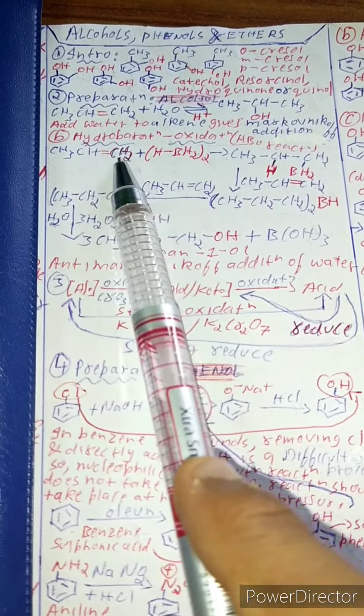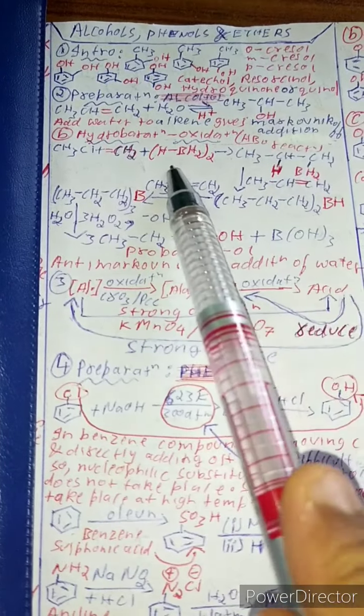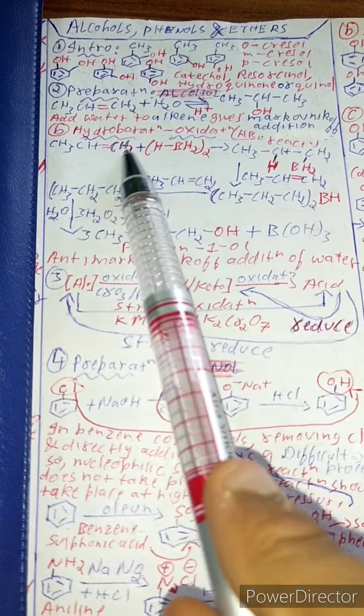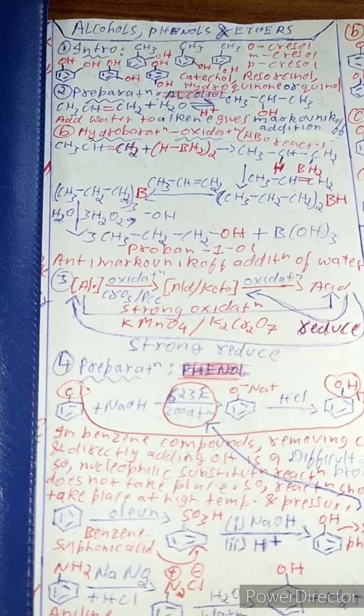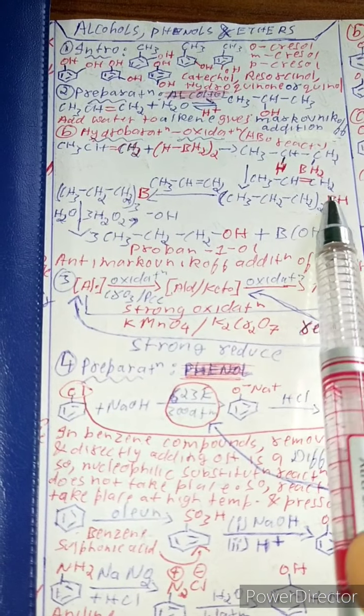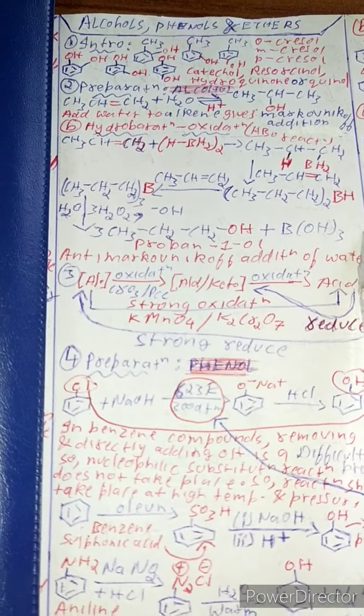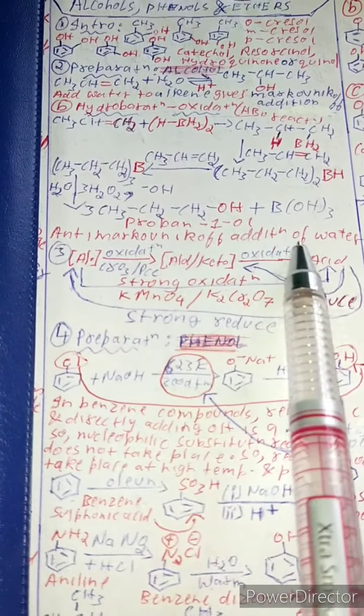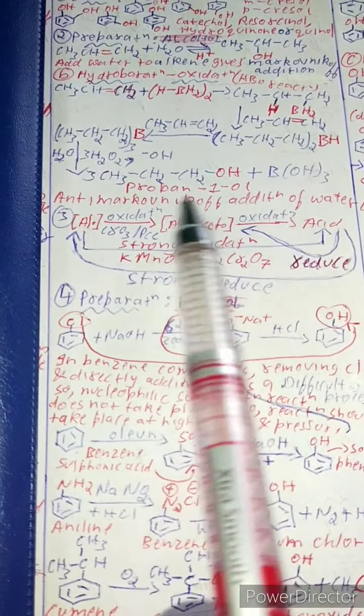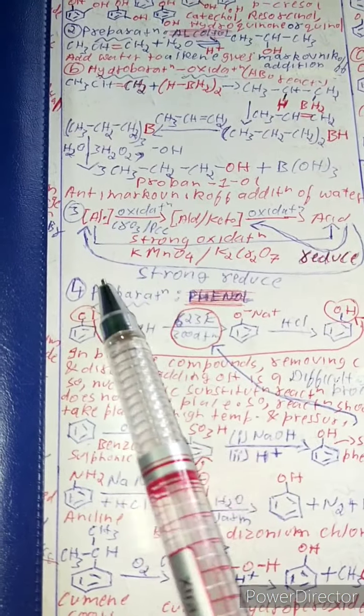That is, this alkene, when it reacts with this compound, that is hydroborate, gives this complex compound in the presence of this, and gives this complex reaction. And here the anti-Markovnikov addition of water occurs.